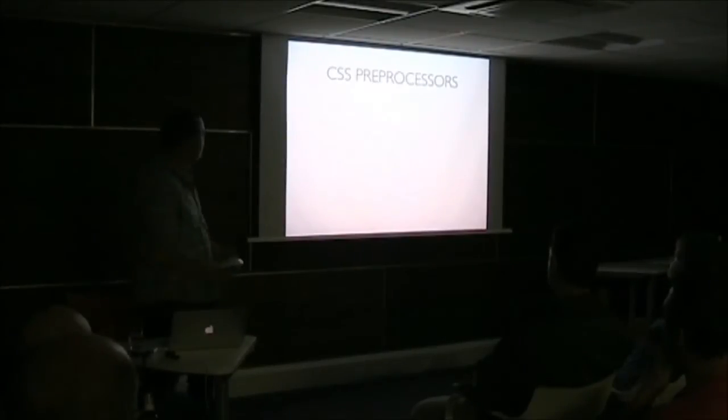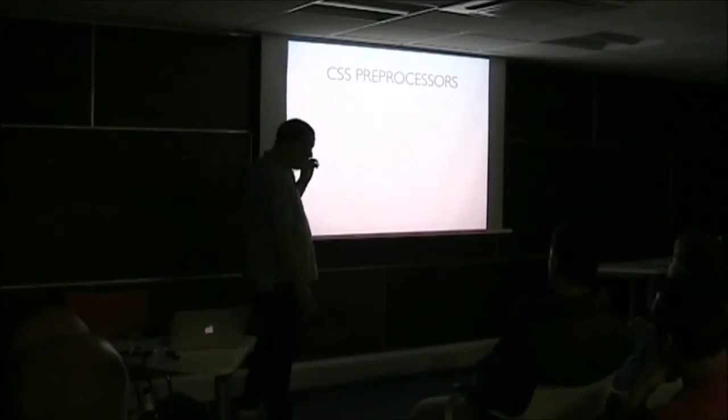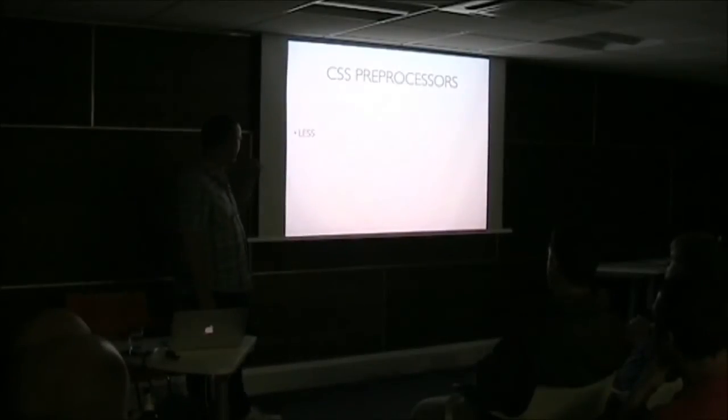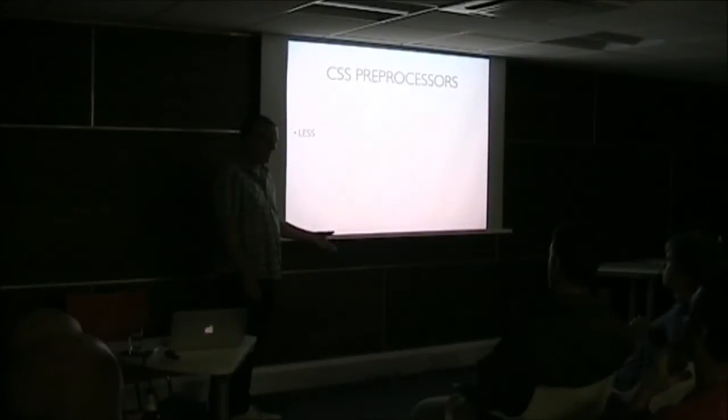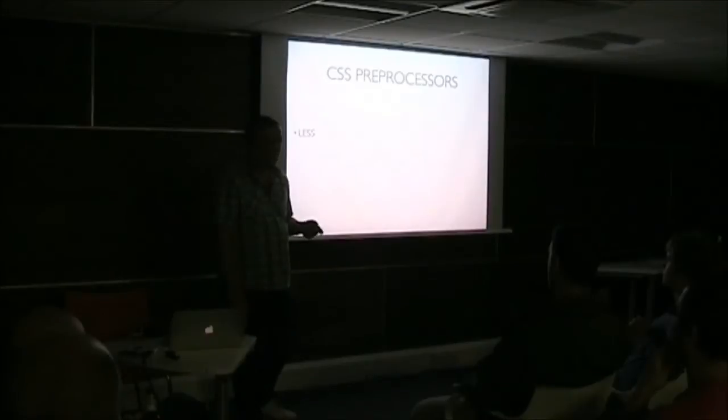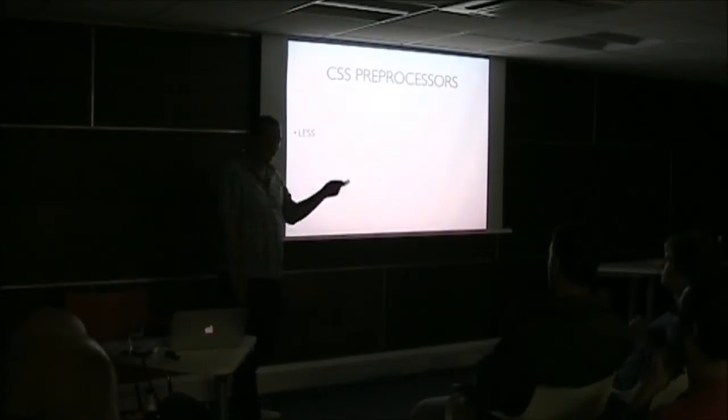So CSS preprocessors. Well, there's a number of them, and let's first explain what they are. A preprocessor is a scripting language generally that you can use to generate CSS. So it's kind of programmatically generating your CSS for you. I'll go into what that means in a minute, but it does mean it's kind of an extra step or another layer in your development, but it can speed things up.